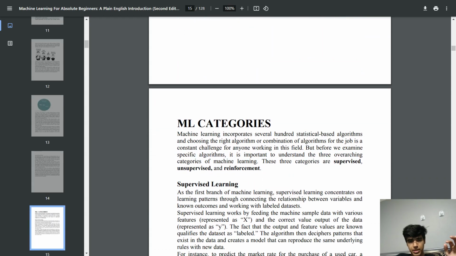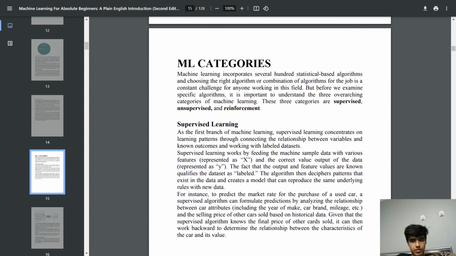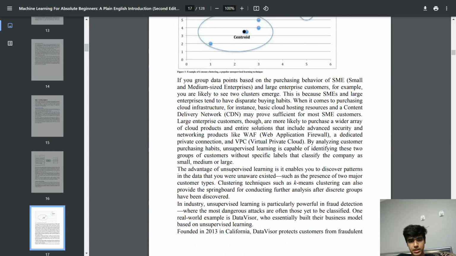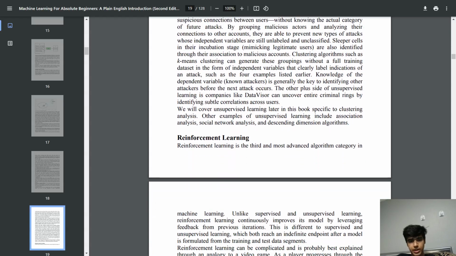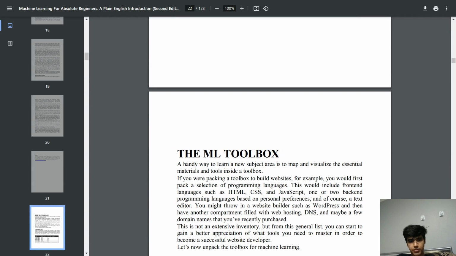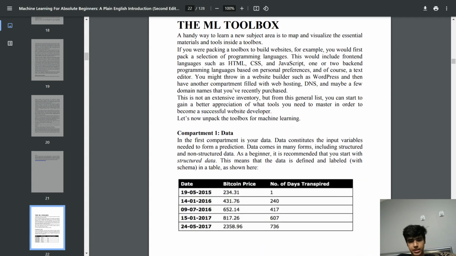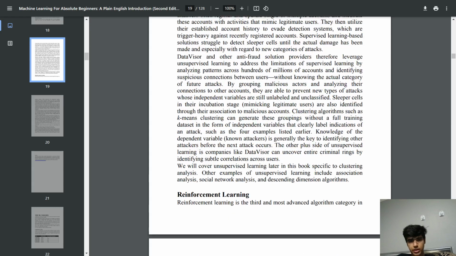And then we have ML categories. We have some ML model categories: supervised learning, unsupervised learning, and reinforcement learning. This is the next chapter, which we don't talk about now.